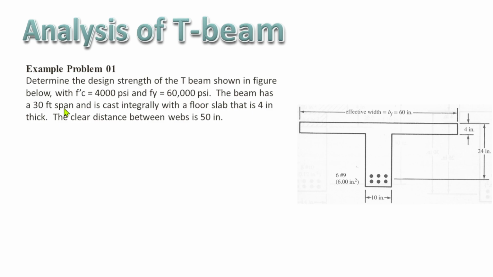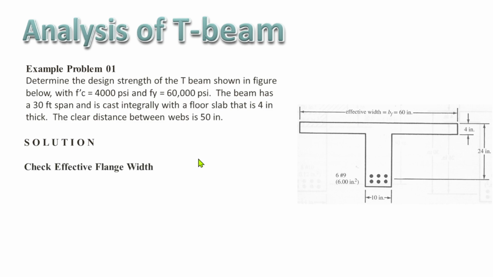The beam has a 30 feet span and it's cast integrally with a floor slab that is 4 inches thick. That is the flange thickness. The clear distance between the webs is 50 inches. If you are designing a T-beam, guys, you need to make sure that the slab and the beam are cast simultaneously or monolithically. Otherwise, you cannot consider it a T-beam.